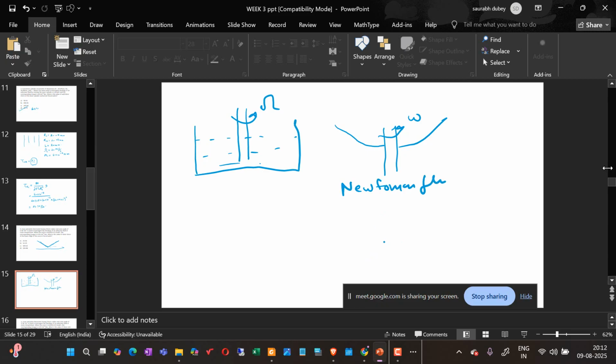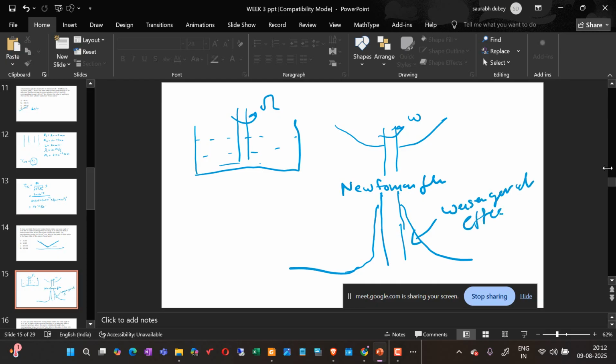when it is an elastic fluid, what you are going to get is this climbing effect. And this climbing effect, the Weissenberg effect, right? This climbing effect is happening because of the differences in normal stresses, right?